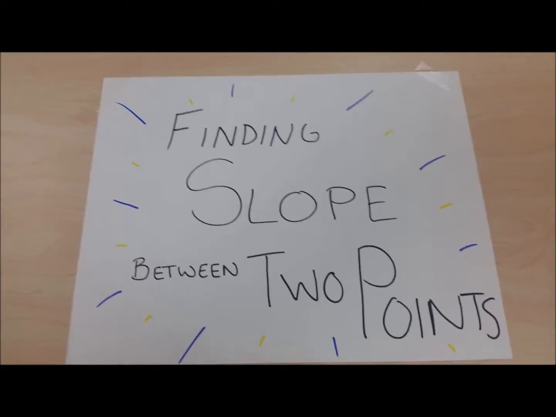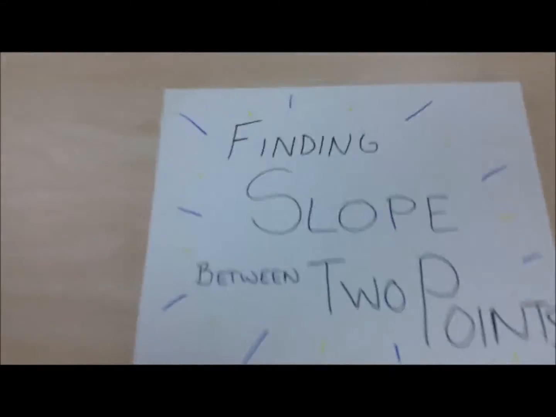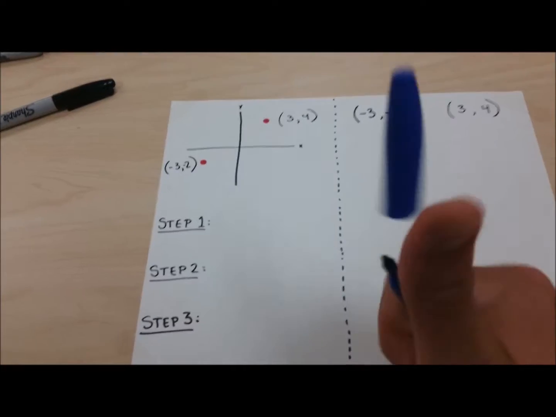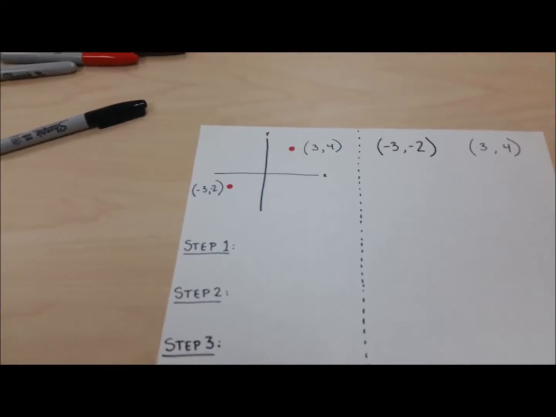Finding slope between 2 points. That's right, we're going to find slope between 2 points. We're going to do it relatively easy, and we're going to start off with a couple concepts. So remember, this is finding slope between 2 points. And let's just shift on over here to a ready-made problem for us to start working through.